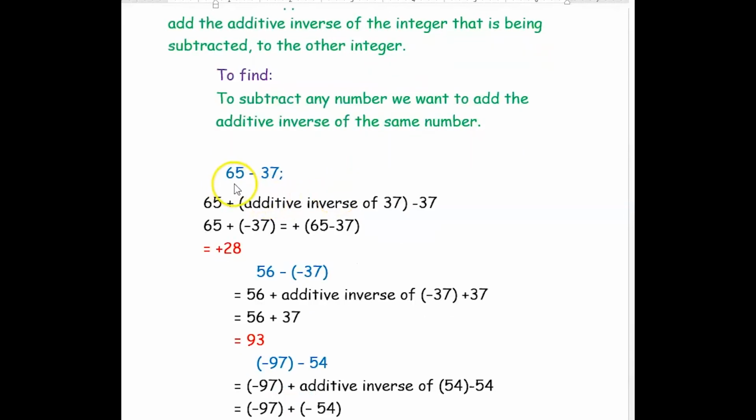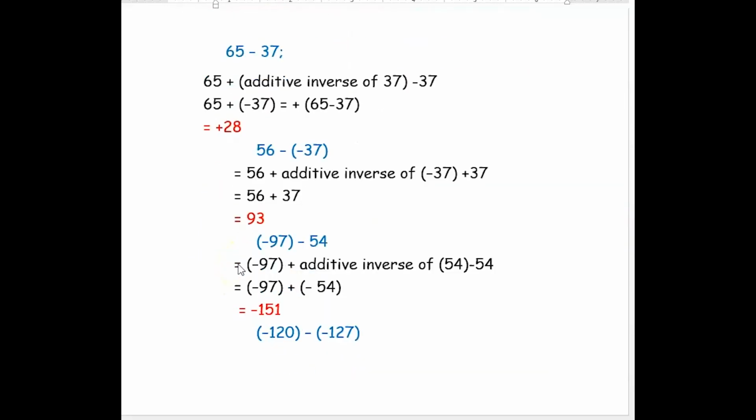So here it is 65 minus 37. Minus means subtraction, so we are putting addition. What are we adding? The additive inverse of the number. The additive inverse of positive 37 is negative 37. So 65 plus negative 37, that is 65 minus 37, is positive 28.